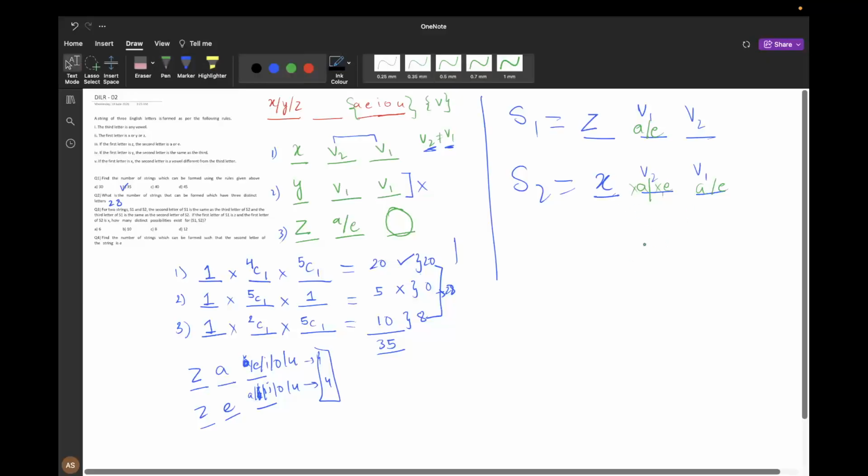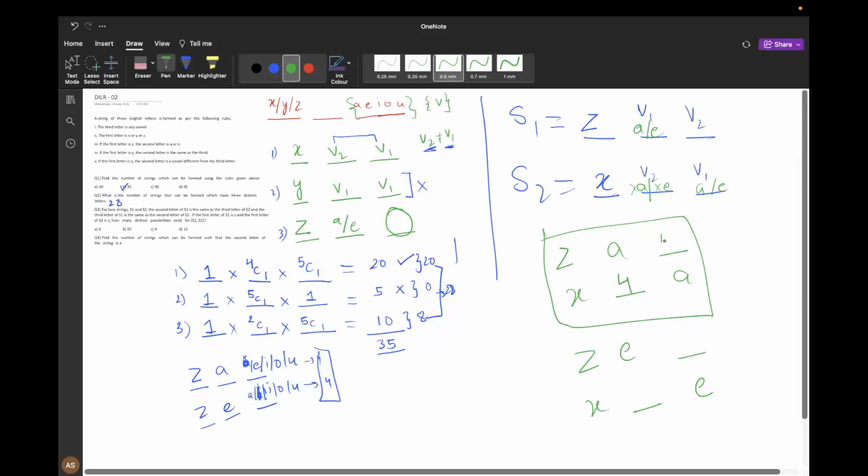So how do we write this condition? Let's simplify it. Z A and something, so X A and something. This is the first condition. The second one is Z E dash and X dash E. I hope you understand this. So now how many options does X have here? Other than A, it can have all the 4 vowels. So we have 4 ways and we have 4 ways, because Z doesn't have conditions.